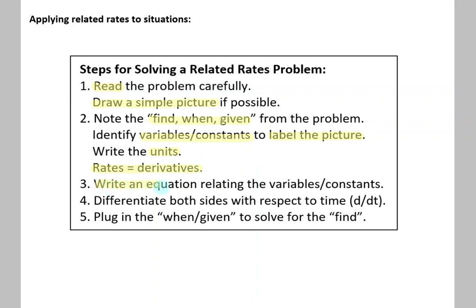Next, write an equation relating the variables and constants that you wrote down and labeled in your picture. Then, because it's with respect to time, we will differentiate both sides with respect to time, taking the derivative with respect to t. Finally, we'll plug in the when and given to solve for the find. Let's see how these work.